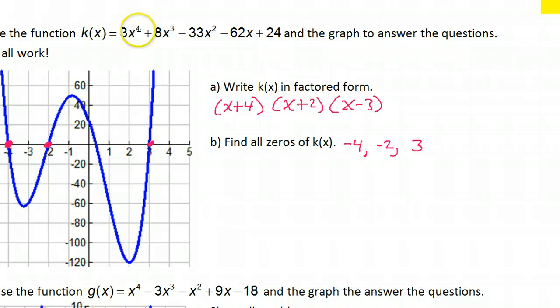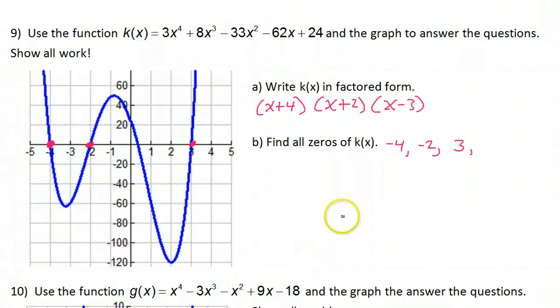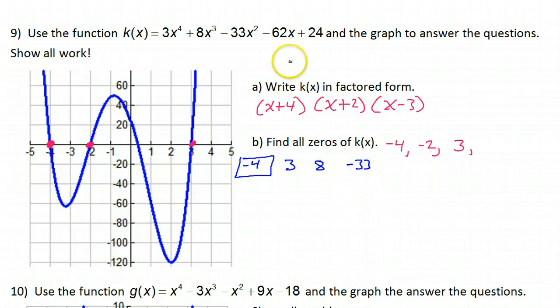Now this is degree 4, so there should be 4 zeros. So I'm only missing 1 zero. This should be pretty easy. No TI-30 needed, so let's do it. I'm just going to go in order. So using my -4, I've got 3, 8, -33, -62, and 24.